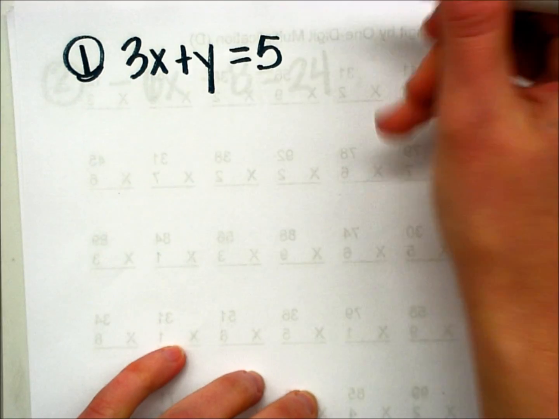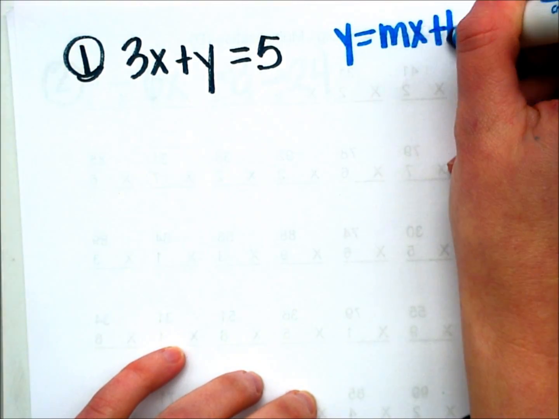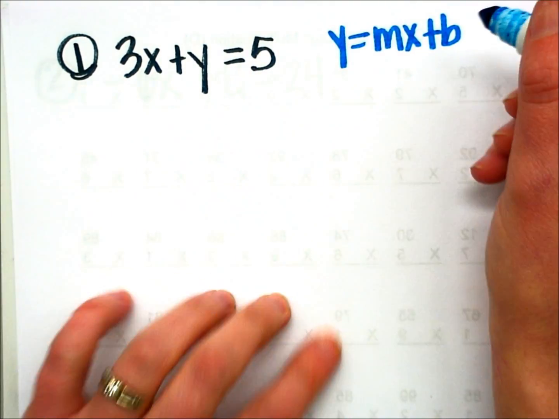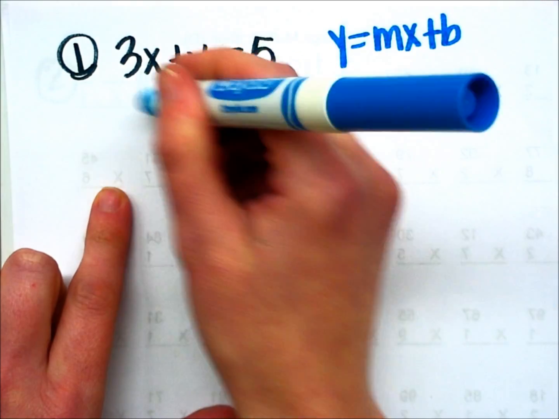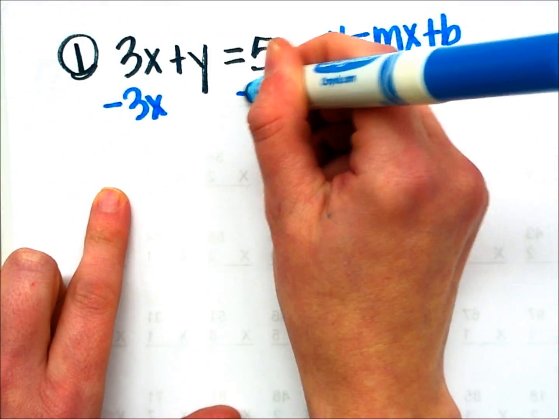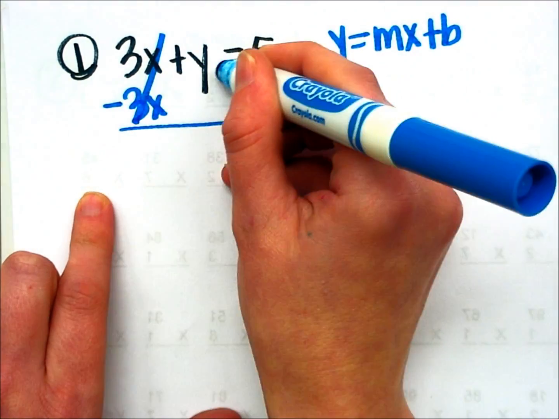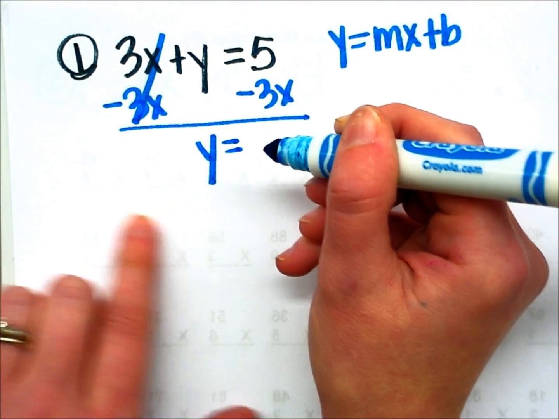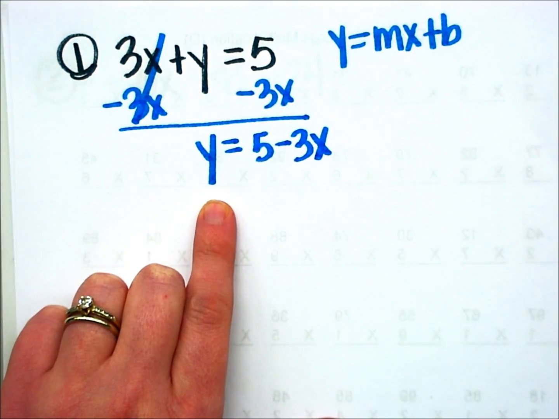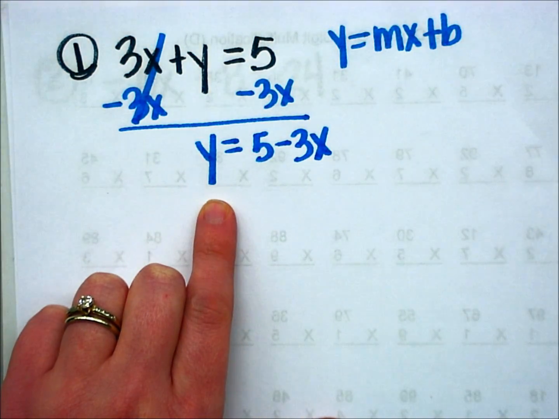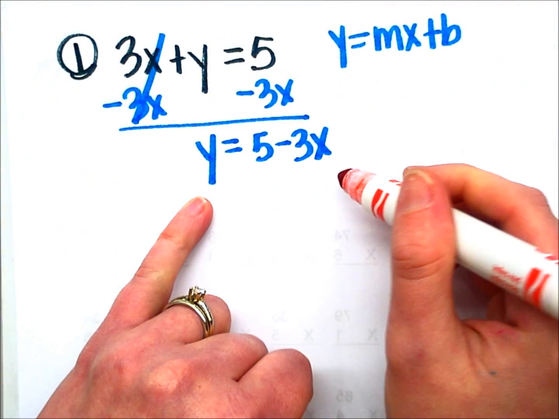So if I'm going to convert this to slope-intercept form, I'm going to begin by writing y equals mx plus b at the top of my paper. In slope-intercept form, I see that y is alone. So I can start off by getting y alone by subtracting 3x on both sides. That's going to leave me with positive y equals 5 minus 3x. 5 minus 3x is just 5 minus 3x because those are not like terms.